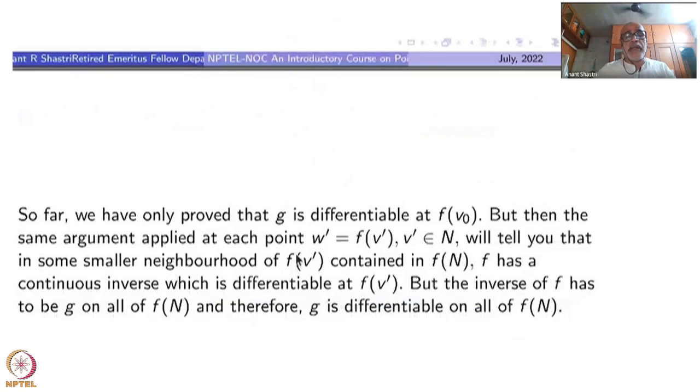So this is the last thing I repeat here. So far, we had only proved that g is differentiable at F(v naught). But then the same argument applied at each point w prime equals F(v prime), where v prime ranges over N, will tell you that in some smaller neighborhood, all that is there in the background, we can ignore them. F(v prime) contained inside F(N), F has a continuous inverse which is differentiable at F(v prime). But the continuous inverse itself is the same g now. There is no other, because F is already a one-one map. The inverse of F has to be g on all of F(N). Therefore, g is differentiable on the whole of F(N).